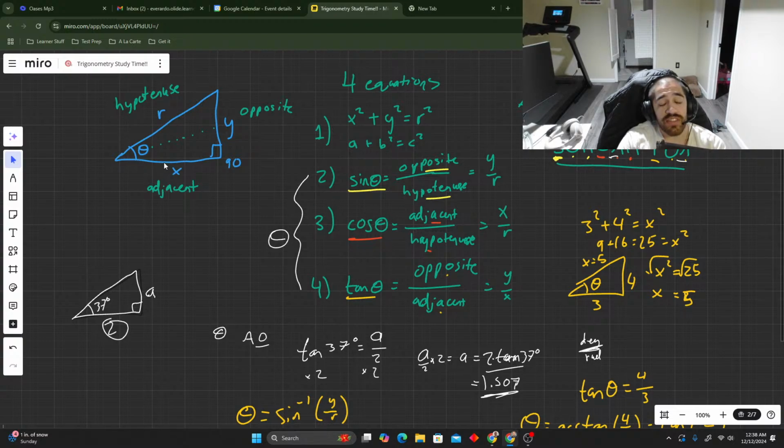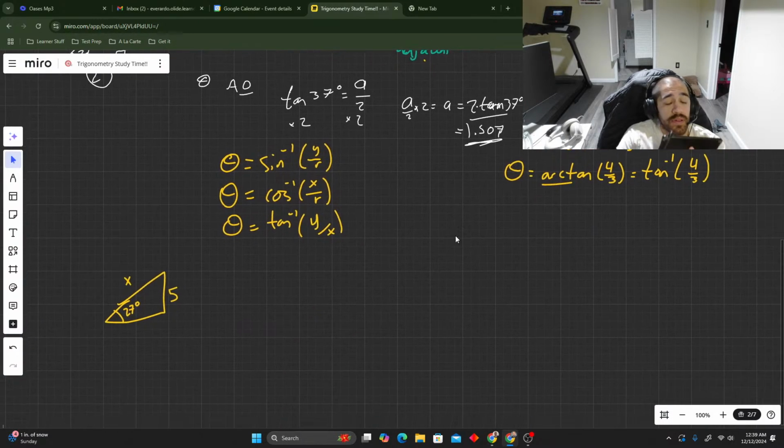Cosine is the adjacent leg next to this angle that isn't the hypotenuse. Both these are adjacent to this angle, but only one of them is not the hypotenuse. And then it's over the hypotenuse. And then TOA is the tangent. That's going to be the opposite over the adjacent. Okay? And so when solving this one, we have opposite and we have hypotenuse. That's sine. SOHCAHTOA. So we just write it.